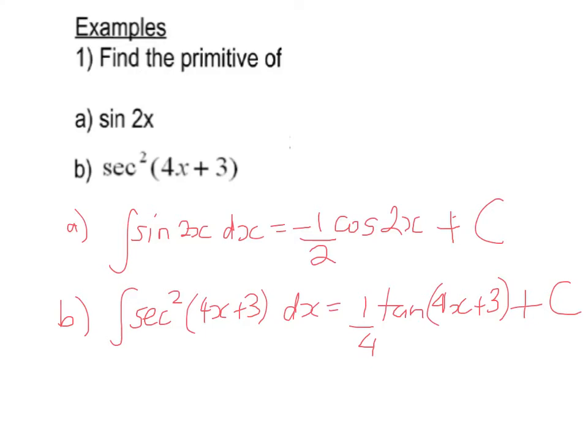And remember, we can always check our answers in integration by differentiating. So if we were to differentiate cos 2x, you would get negative 2 sine 2x, and then those 2's cancel and the negatives multiply together to give a positive. So you get back to the question. Likewise, if we were to differentiate this one here, the derivative of tan is sec squared, and we'd have to put a 4 out the front, and then the 4's cancel. So you're left with sec squared 4x plus 3.